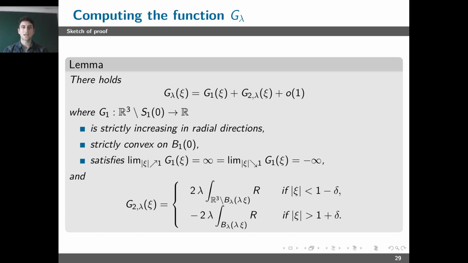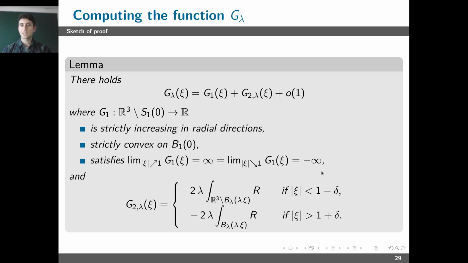We can decompose G_lambda as the sum of a function G1, which is independent of lambda, plus a function G2_lambda, which depends on lambda, and plus an error term, which decays to 0 as lambda tends to infinity. Okay, now this function G1 owes to the Schwarzschild contribution. It's defined on all of R^3 except the unit sphere, which corresponds to a regime where area radius and inner radius are not comparable. And this function is strictly convex on the unit ball. It's strictly increasing in radial directions. And if you approach |psi| equals 1 from below, then this function tends to infinity. If you approach it from above, it tends to minus infinity.